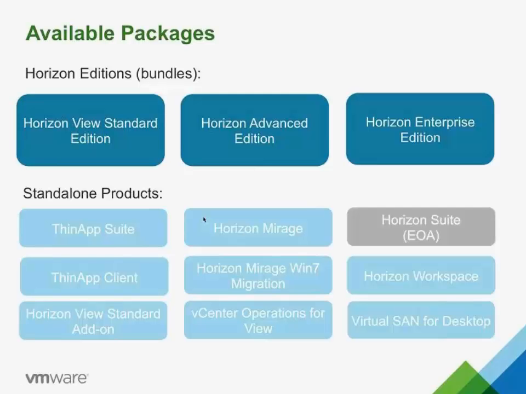In addition to being available in the bundles, Horizon View Standard, Advanced, and Enterprise Edition, there are still standalone products available. Some of those are the old standbys that people have been nice and familiar with for a long time, including the Horizon View add-on, the Horizon Mirage Win 7 migration, and people can still buy Virtual SAN and VCOps for View and all sorts of those things individually. But again, because of what we're able to give them in the bundle, it makes a very compelling reason for your customers to move toward the bundle.